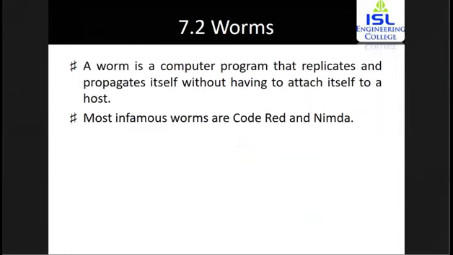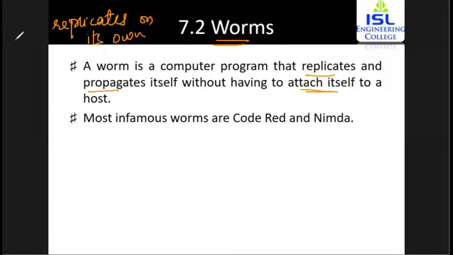The next is worms. Now this worm is a computer program that replicates and propagates itself without having to attach itself to the host. That is, in here it replicates on its own. It does not have to attach itself to a particular file. Within virus, we have seen that when someone executes that file, then only the virus spreads. Whereas worm, once it has been installed within the computer, is going to replicate itself.